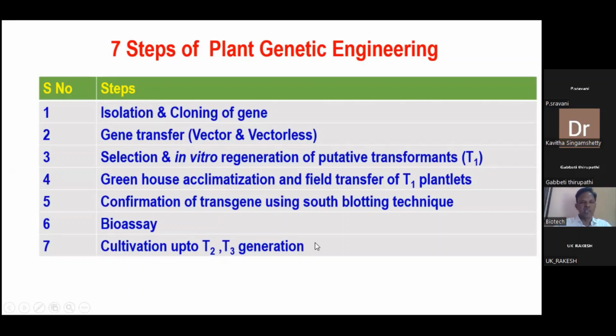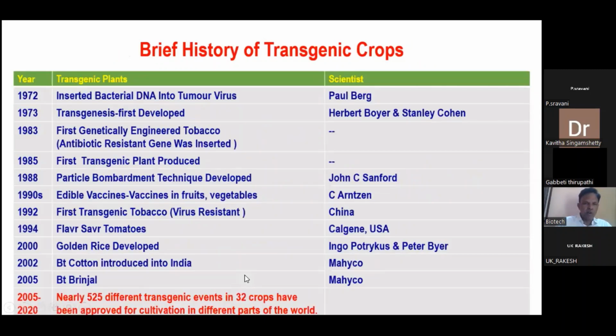So at the end of third generation, we confirm that the plant obtained by this method is a transgenic plant. And once it is confirmed as a transgenic plant, this will be transferred to a farmer's field through a seed company. This is what happens in case of rDNA technology with crop plants. So these are very important 7 steps that we need to follow and understand, right?